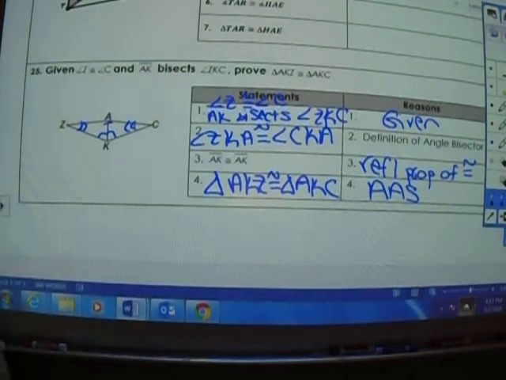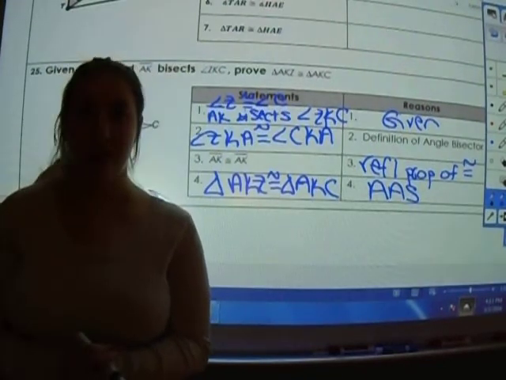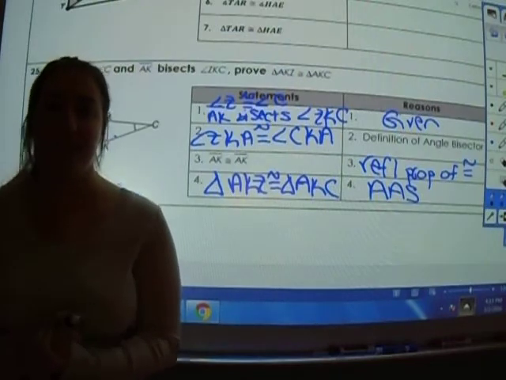Okay. Now after this, we just have similar triangles to work with. We have that extra worksheet. And I'm not going to show that to you because the answers are online and that's easy to find.